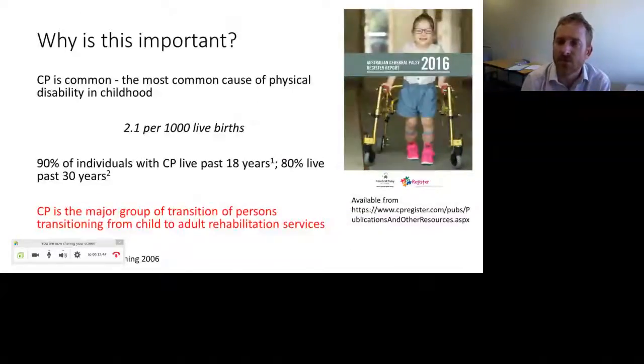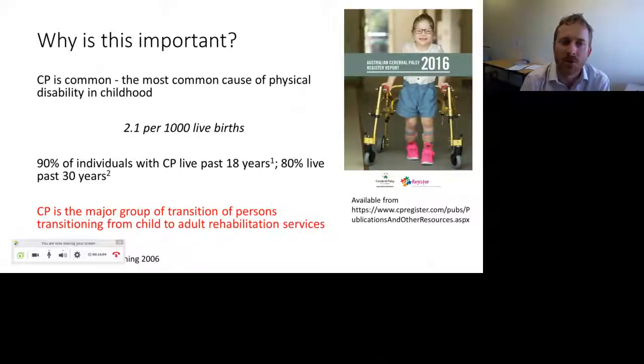I'd like to highlight this document on the right, which is a new version of the report from the Australian Cerebral Palsy Register, which is a good key reference for understanding cerebral palsy, and particularly its etiology and prevalence with respect to an Australian cohort.